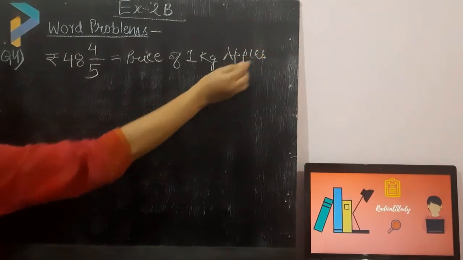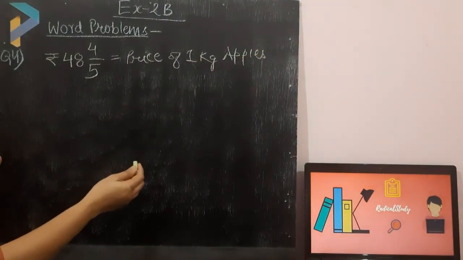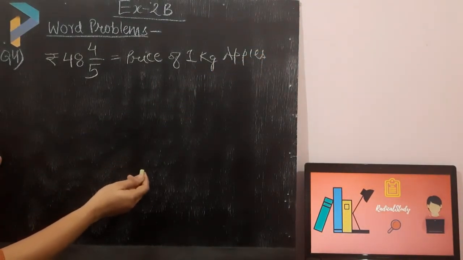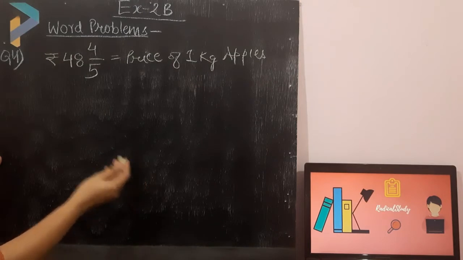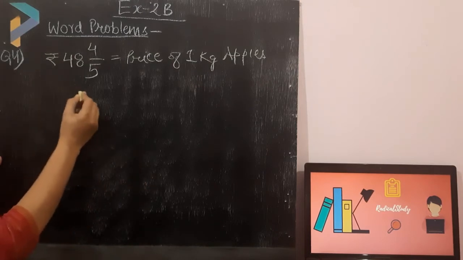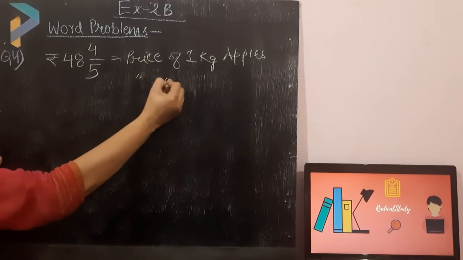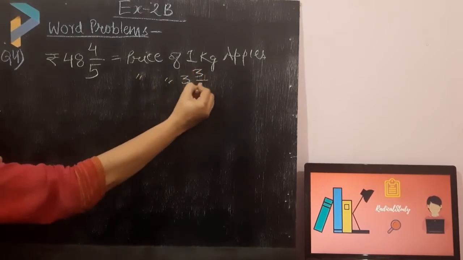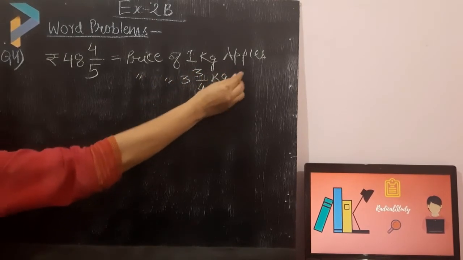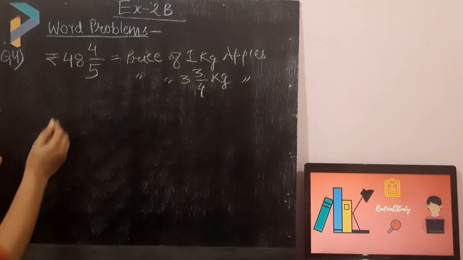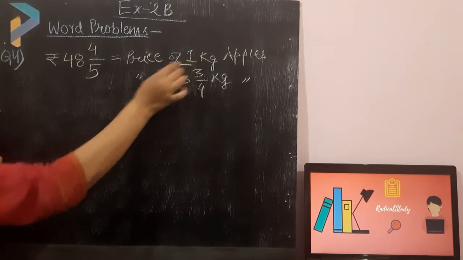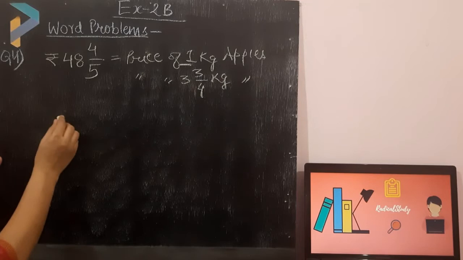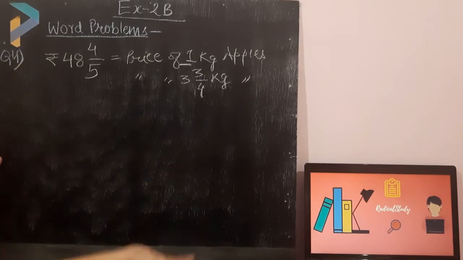Okay students, now the next step is: what is the cost of 3 upon 4 kg of apples? So what is asked from you? Price of 3 upon 4 kg apples. So what do we have to do? The value of 1 is given to you. The price of 1 is given to you and you have to find out for more.